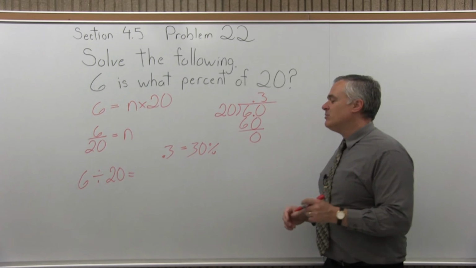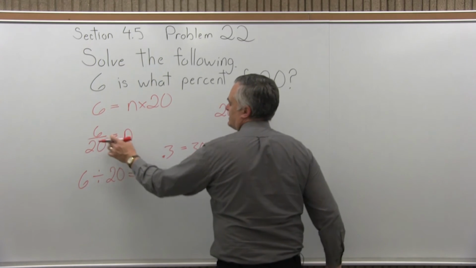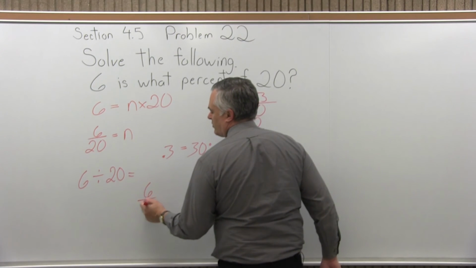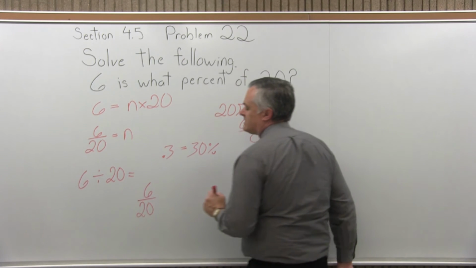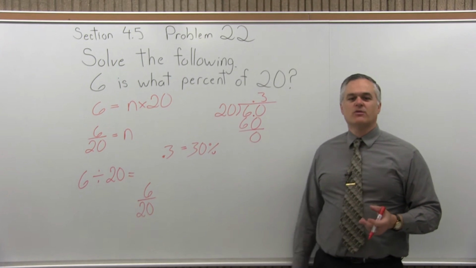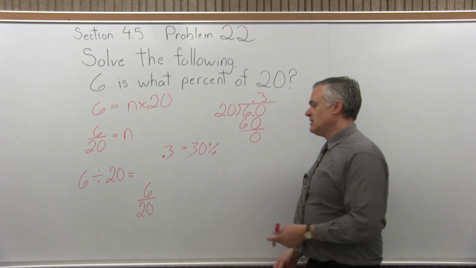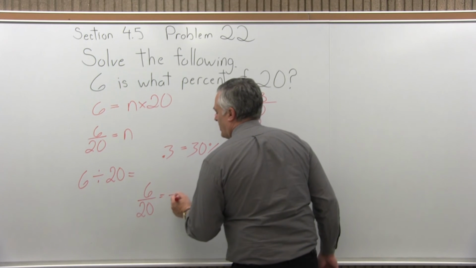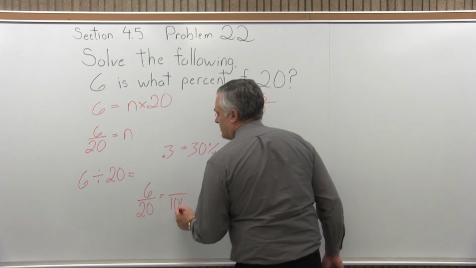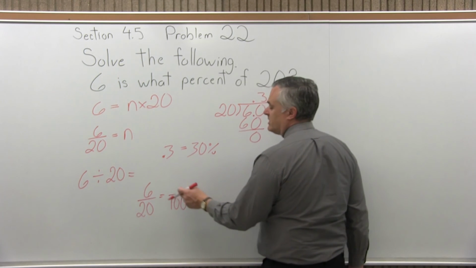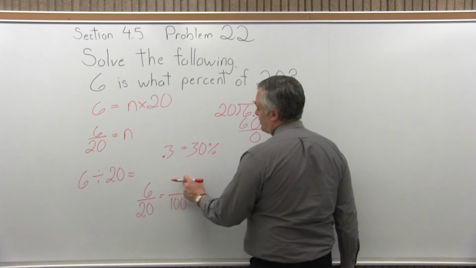Now, let me point something out. I got 30% as an answer. Notice when I had 6 over 20, one of the tricks I like is if you can make the denominator a 100, the numerator is the percent. So I can make the denominator a 100 by multiplying the denominator times 5. 20 times 5 is 100. If you do that, you have to do the numerator times the same amount. So the numerator is 6 times 5.